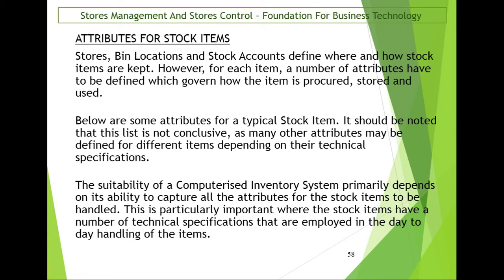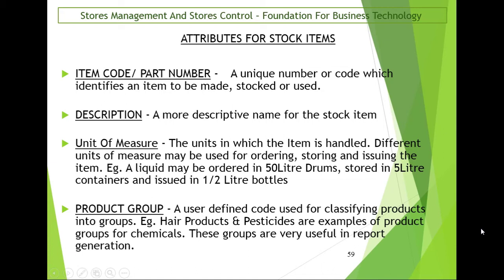So that is why it is so important for us to discuss these stock attributes so that you are able to define properly what kind of system you need to handle the particular type of stock items that you maintain. Every stock item needs an item code or a part number. Some people will call it a bin number. This is a unique code or a number which identifies the item that is to be made, that is to be stocked, or that is to be used.